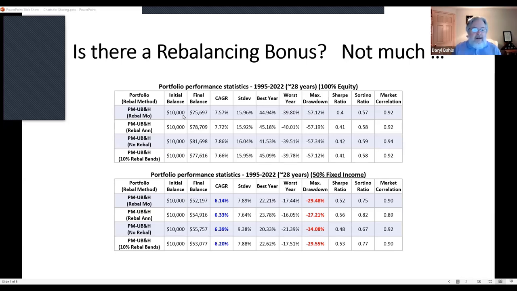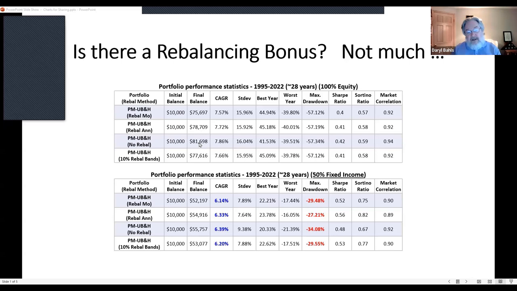So for rebalancing monthly, the ultimate buy and hold portfolio, this is all equity, from 1995 to 2022, the compound annual growth rate for monthly rebalancing was 7.57%. This is out of Portfolio Visualizer. If you switched and rebalanced annually, in other words, let things run on a little longer before you check in on it, your return goes up by 15 basis points to 7.72%. And then if you never rebalance over that whole 28-year period, it went up to 7.86%, another 14 basis points. So for an investment of $10,000 on day one, if you rebalance monthly, you ended up with about $76,000. If you never rebalanced, it was about $82,000.